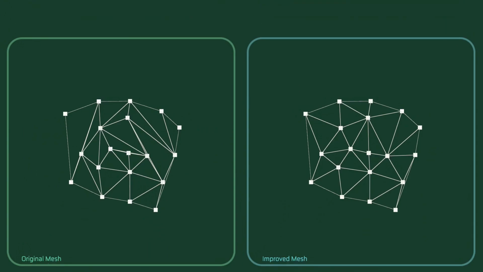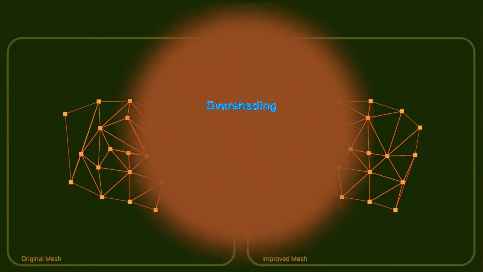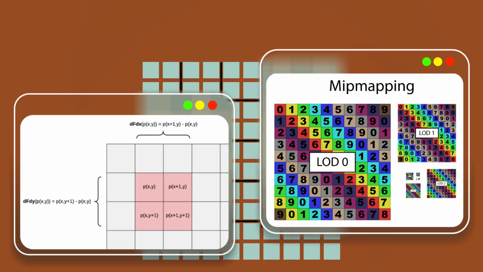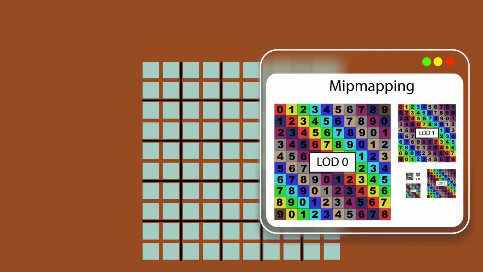Another issue with the original mesh is that of overshading. Let's imagine that each box in this grid represents a pixel. In the rendering pipeline, pixels are not processed individually. They are usually processed in 2x2 blocks called pixel quads. This allows for things like derivative functions or computing mip levels, and after execution, the extra pixels are discarded.